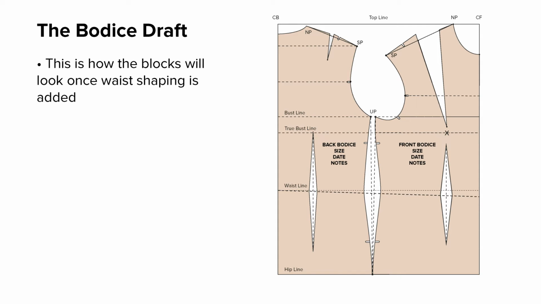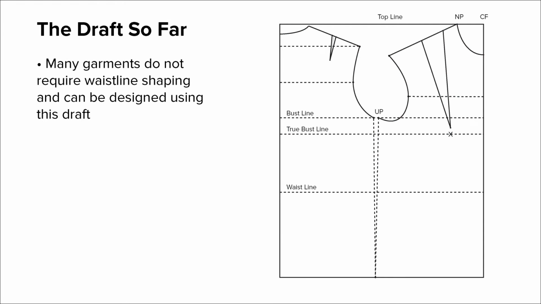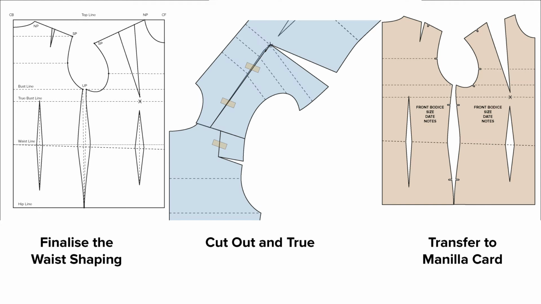This is how the bodice draft will look with waistline shaping. A garment that does not require waist shaping can use this draft. Many dress, coat and jacket designs can be drafted from this block. In this, the last episode, we will finalise the waist shaping, cut out and true the pattern. Transfer to manila card with all the balance marks.